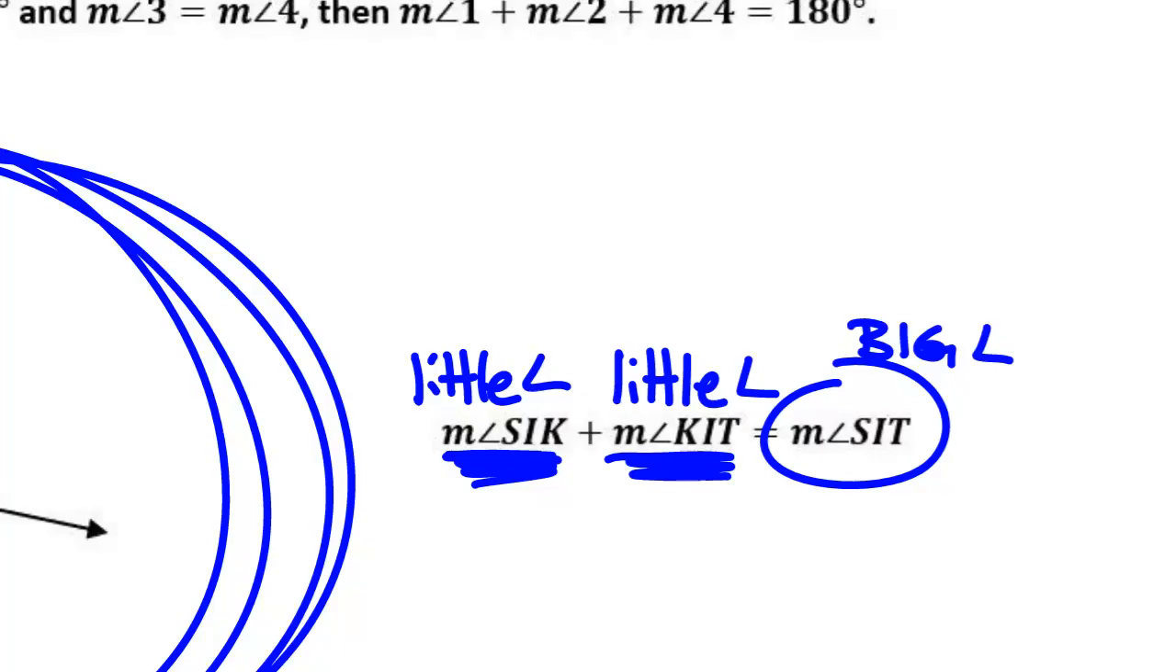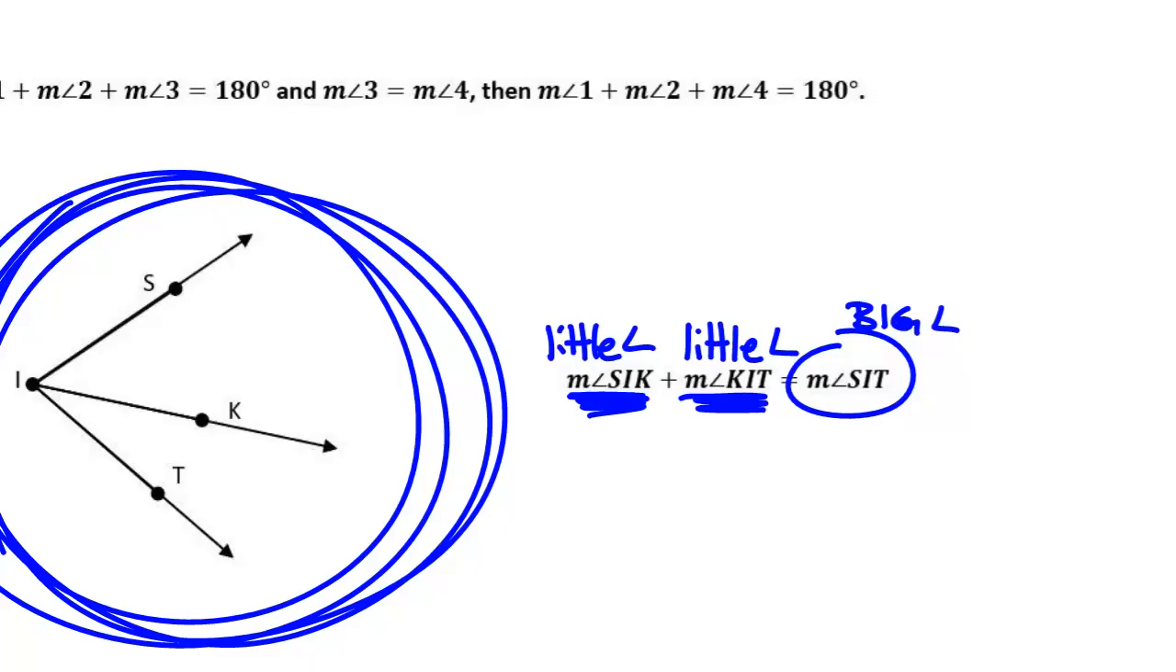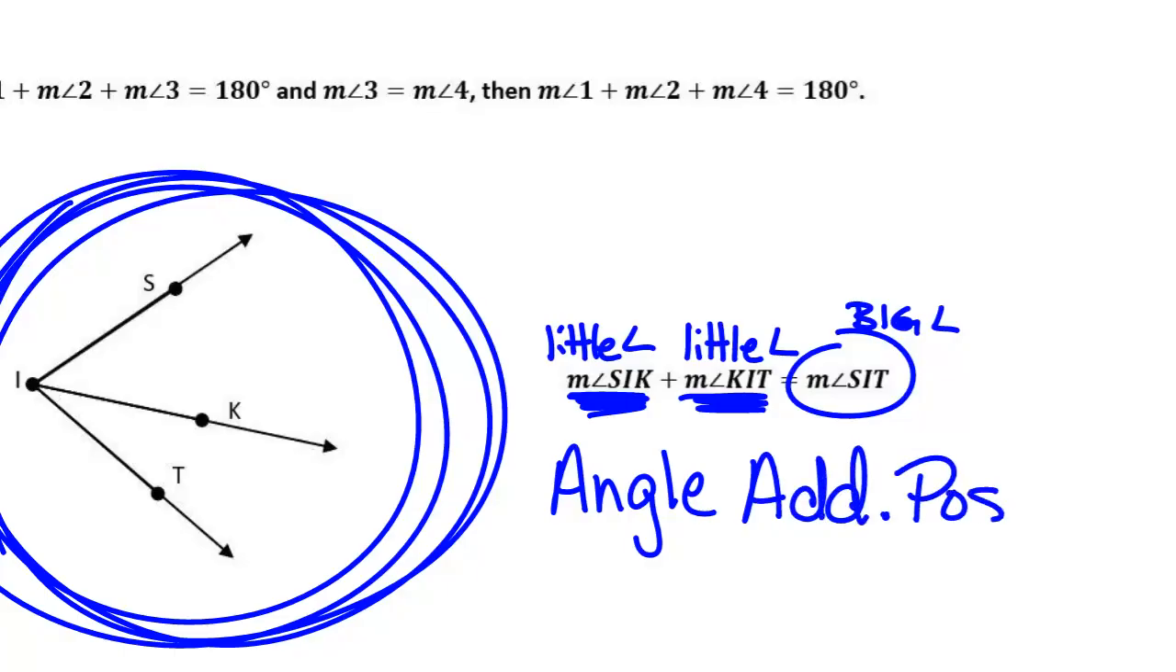What is it that allows me to add 2 little angles together to get a big angle? Angle addition postulate. Yes. Angle plus angle equals angle. Little plus little equals big. That is the angle addition postulate. So far, so good? All right.